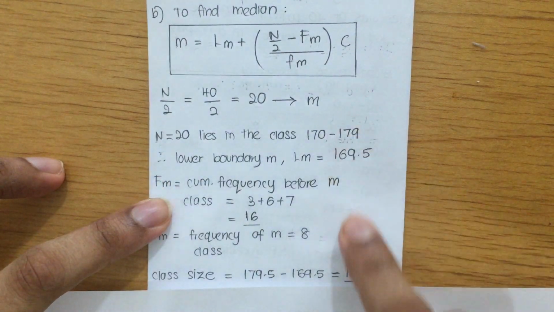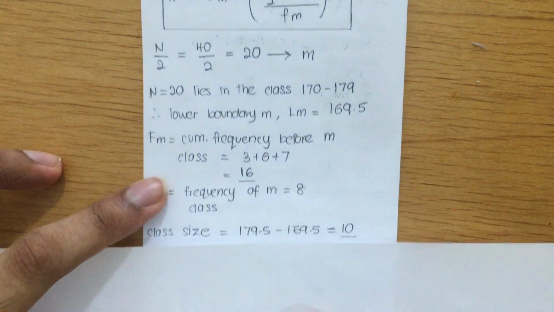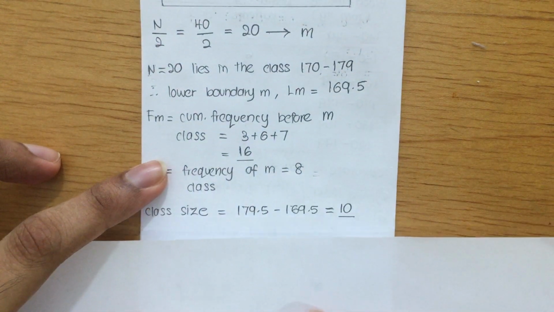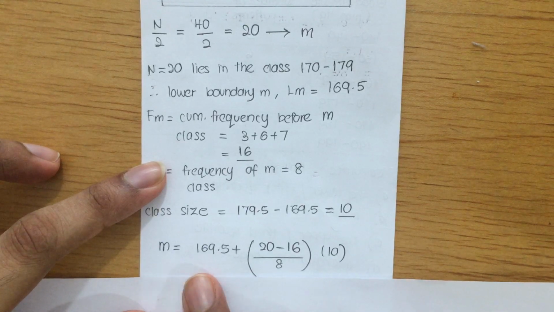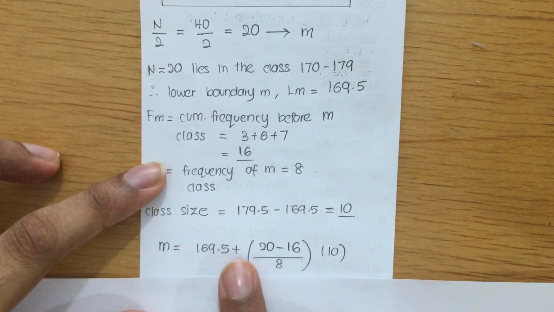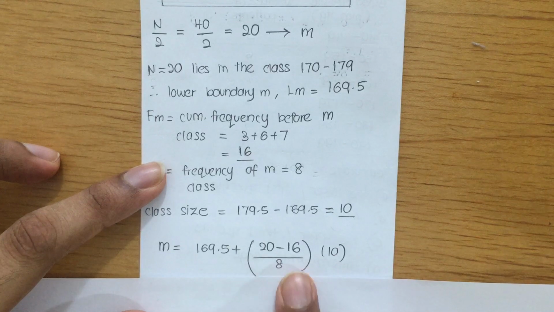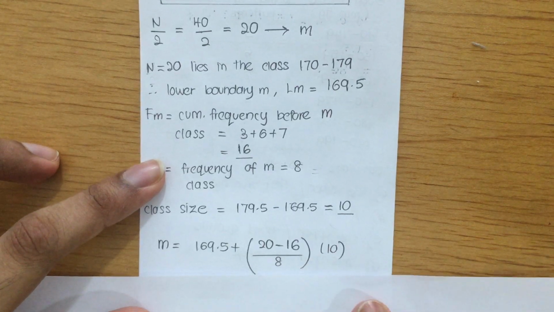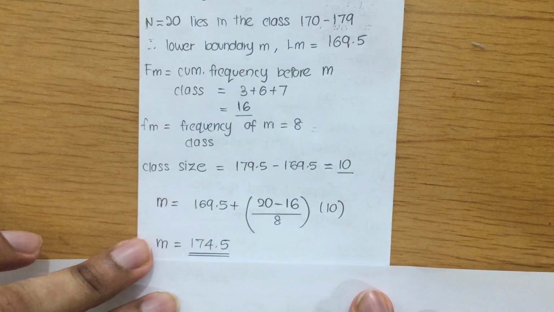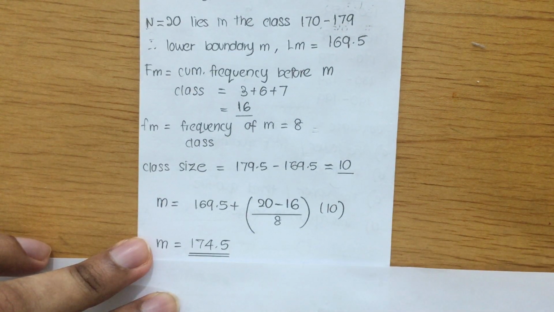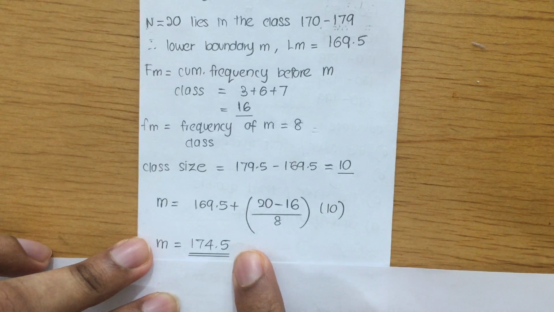Alright guys, you've got all the sufficient information. Now you can use this information to find our median value. So the median is equal to 169.5 plus (20 minus 16) divided by 8 times the class size 10. In this case, you'll get your answer: M is equal to 174.5. So this is your exact median value, guys.